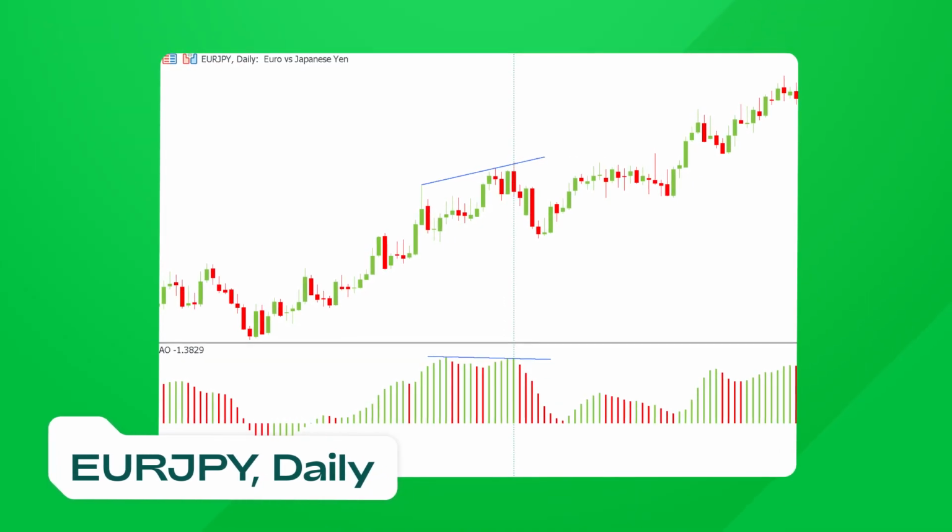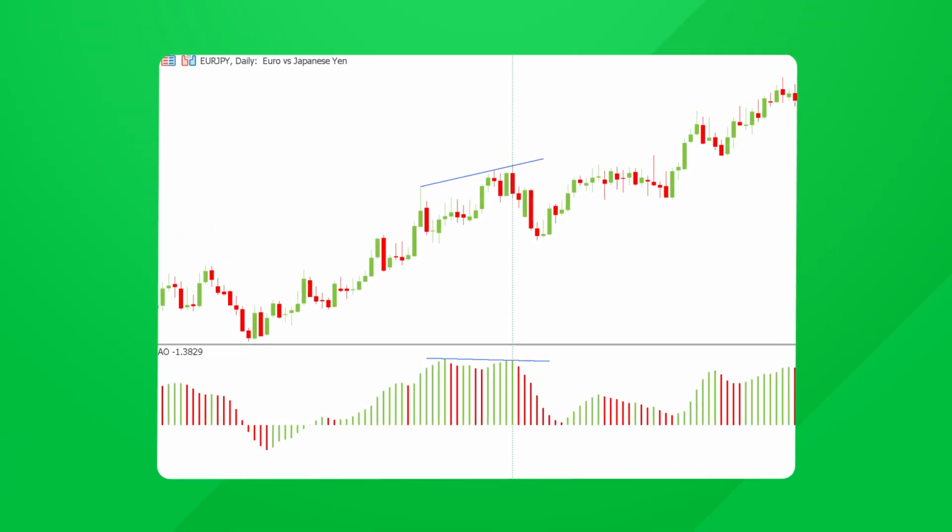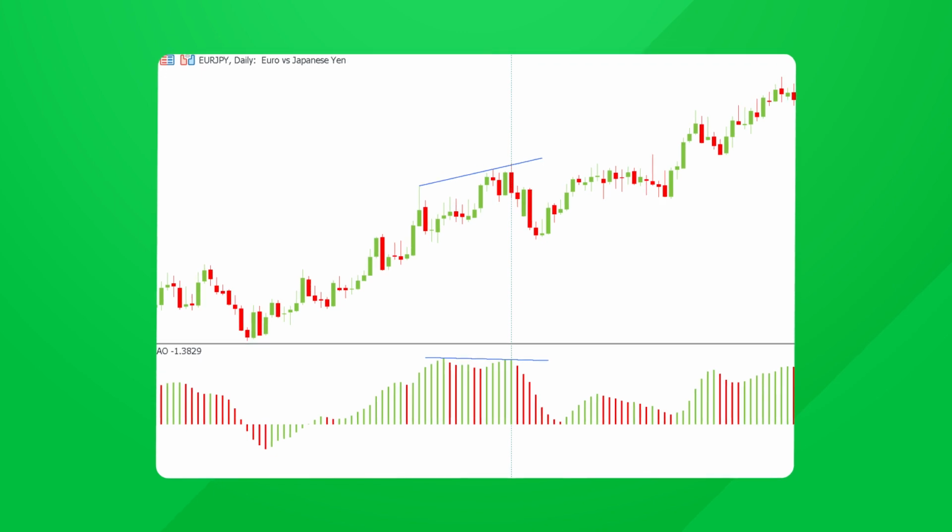Second, watch for the so-called divergence between the price chart and indicators. When the indicator doesn't confirm the price high, the price will have to go down to get in line with the indicator. I like using Awesome Oscillator. You can add it to MetaTrader by clicking Insert, Indicators, Bill Williams, Oscillators.